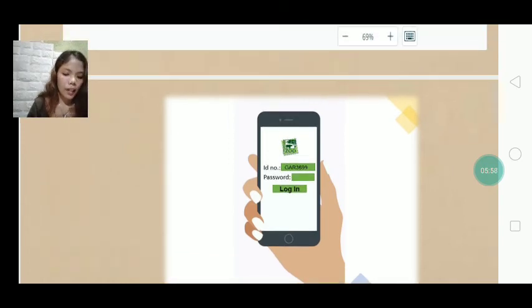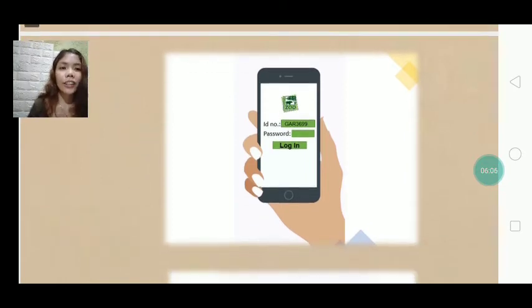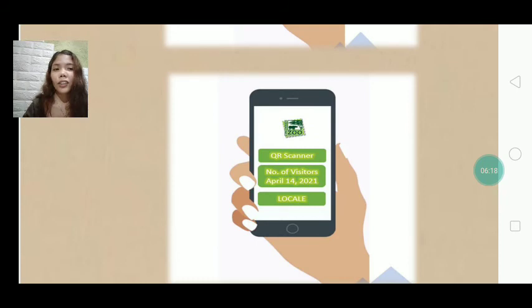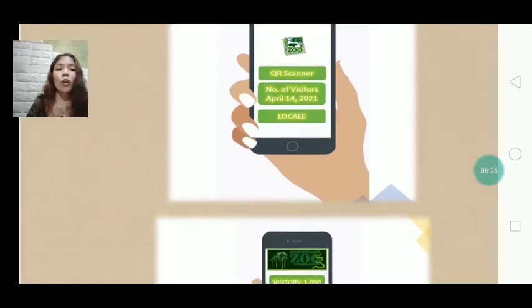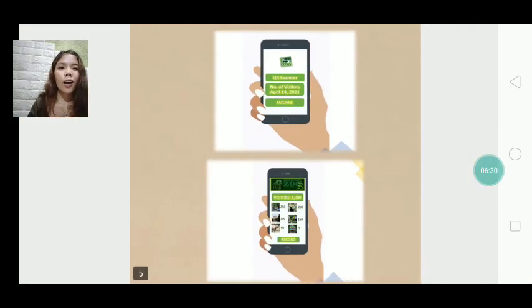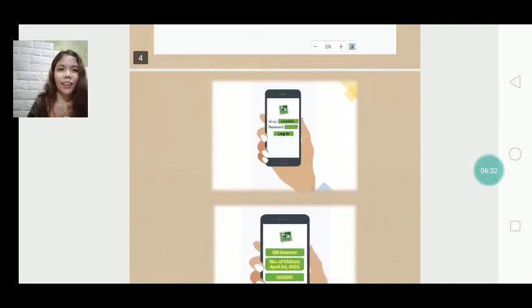And here is the attached sample prototype of our Cincinnati application. Here is the ID number and password of the zoo staff members so that they can log in. The QR scanner, the number of visitors on that particular day, the locale, and all the records of the visitors that day.